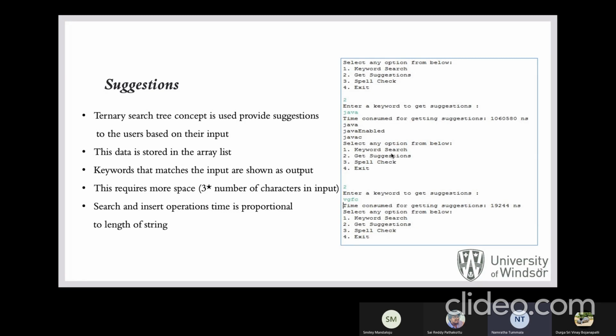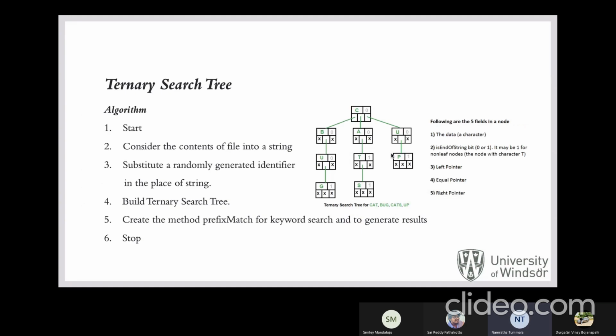So in the suggestion module, we have implemented the ternary search trie concept. We have mainly included this concept because it is space efficient compared to other tries, so that it will follow the standard prefix trees at the cost of speed.